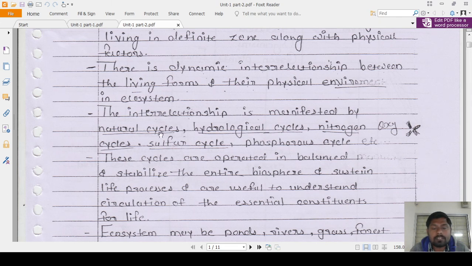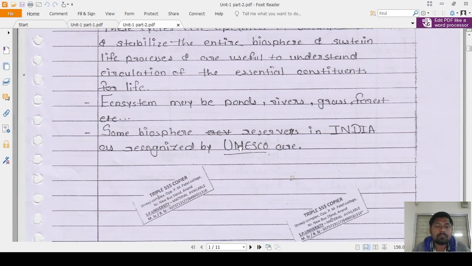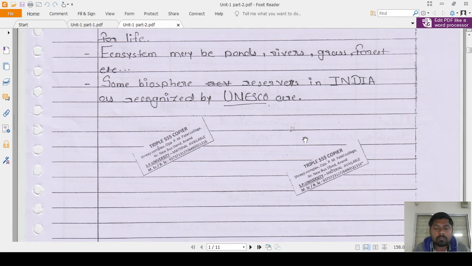The natural cycles, that is the hydrological cycle, nitrogen cycle, sulphur cycle, phosphorus cycle, etc., are part of that. An ecosystem may be a pond, river, grassland, forest, etc. Some biosphere reserves in India are recognized by UNESCO.